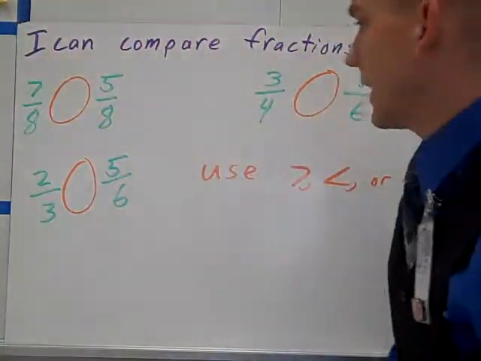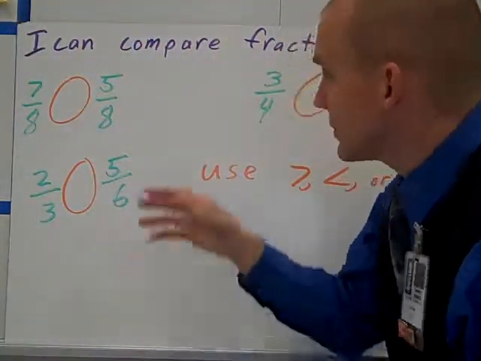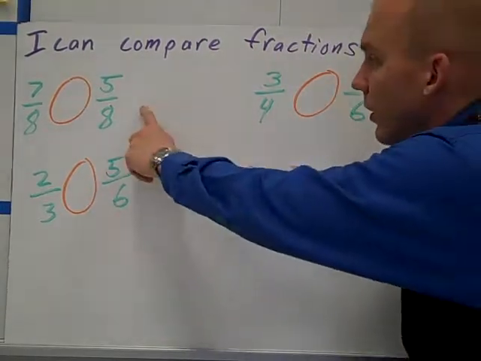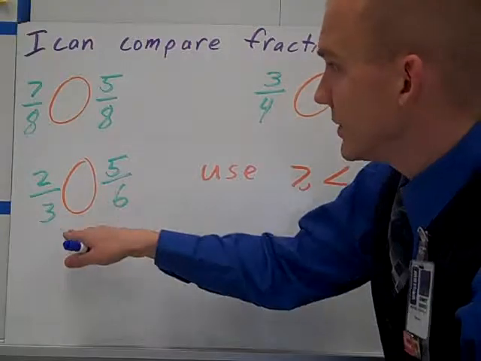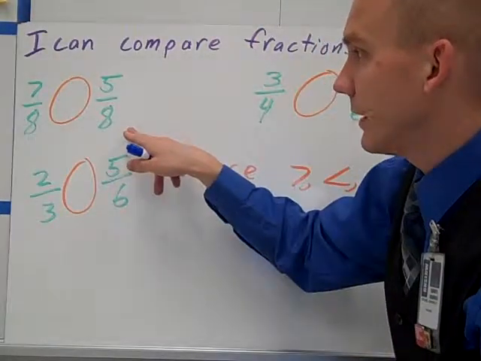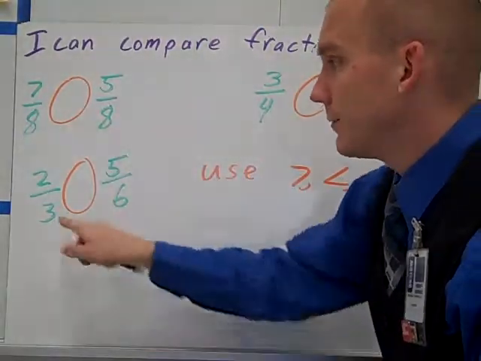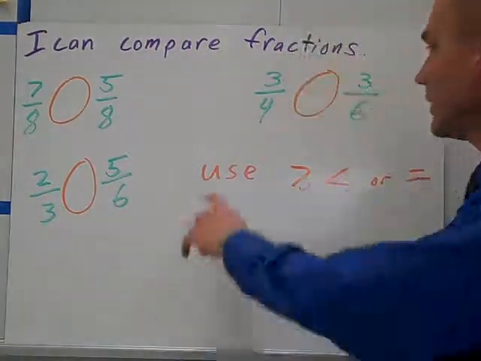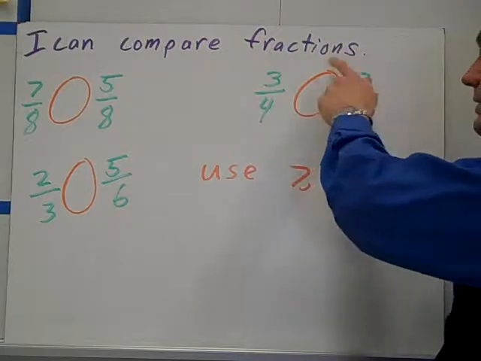I can compare fractions. We just learned how to compare fractions in 3 different ways. Use greater than, less than, or equal to compare all 3 of these fraction sets. You have 7/8 and 5/8. That's with the same denominator. You have 2/3 and 5/6. Those are the ones that are close to one whole. And you have 3/4 and 3/6. That's with the same numerator.